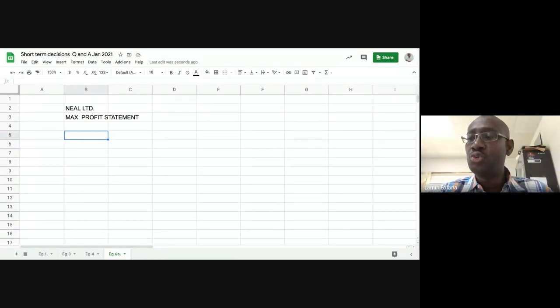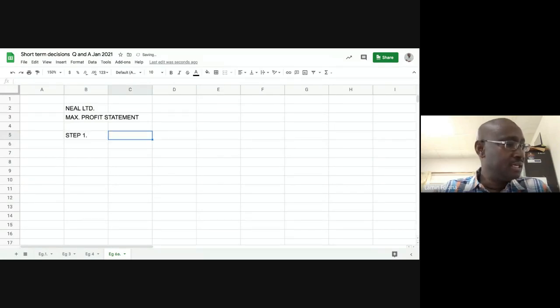Usually if questions appear in exams on short-term decision making, limiting factor is a favorable area. But the good thing about it is they don't bring it alone, but mix it with others, like limiting factor mixed with make or buy, and so on, as we are coming to see. Okay, so step 1. We're going to calculate the extent of the limiting factor.